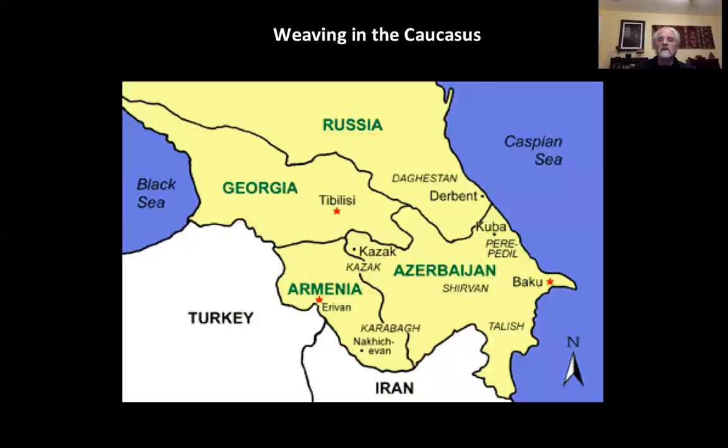And the weaving in those areas, you have the Caucasian carpets. I showed you a Star Kazakh, Kazakh being located right here early in the talk. And there are other, again, towns that we associate with particular carpets, Kuba, Baku, Talish, etc., Dagestan. These named places will often be assigned to a carpet.